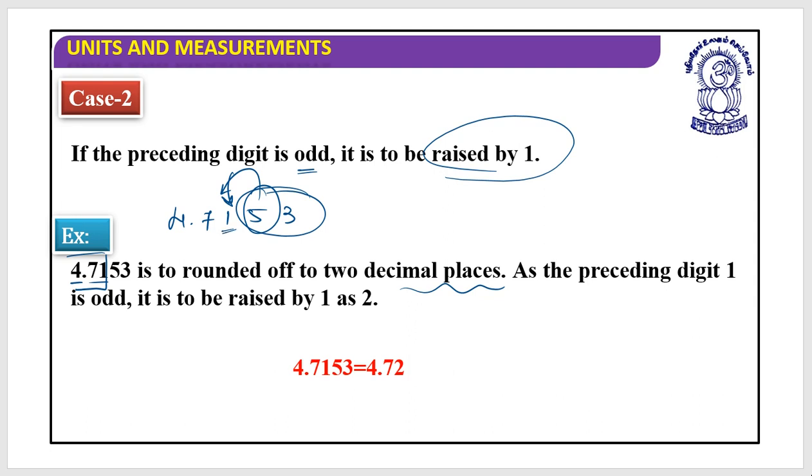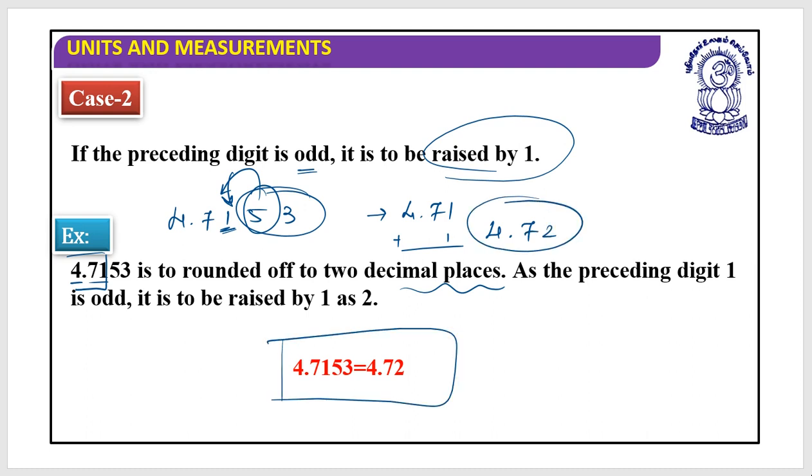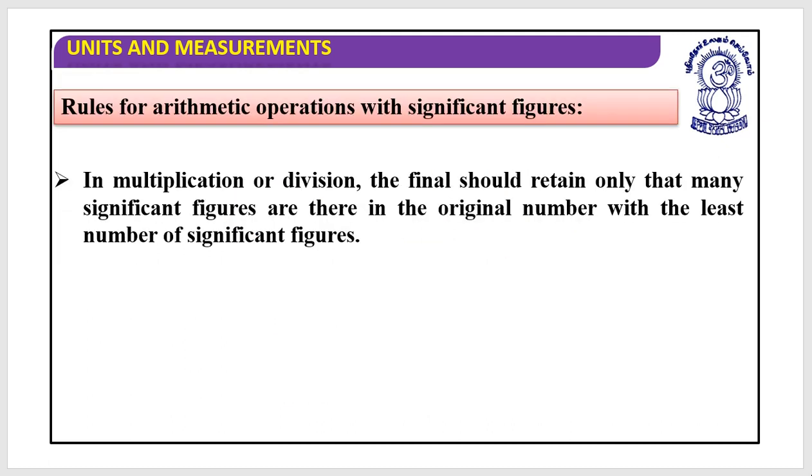So when the number is odd, I need to add 1 to that preceding digit. So here it is a 1. I need to add 1. So it is 4.71 plus 1. So that comes to 4.72. So the correct answer should be 4.72. Yes, are you clear with this? Clear? Yes. And now let's move to the rules for the arithmetic operations.